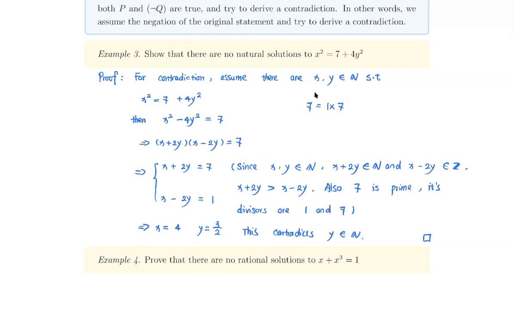The third thing is that we know 7 is a prime number. So only 1 and 7 are its divisors. You could have minus 1 and minus 7 as well, but since this has to be positive, we can only have 1 and 7. Let's write its positive divisors. So that's why we can only have 1 and 7. And since this is strictly greater than this, we know that this has to be 7 and this has to be 1. Then you solve this system of equations, and you get x equals 4, y equals 3 over 4. But 3 over 4 is not a natural number. That's why this is a contradiction. Okay, any other question?